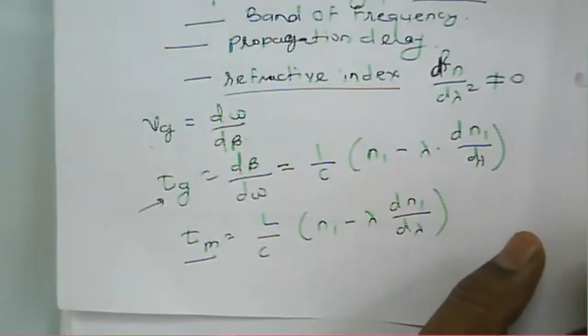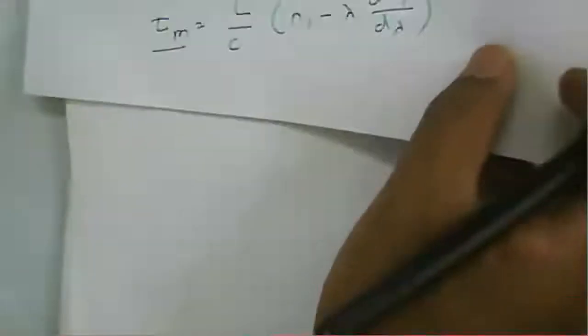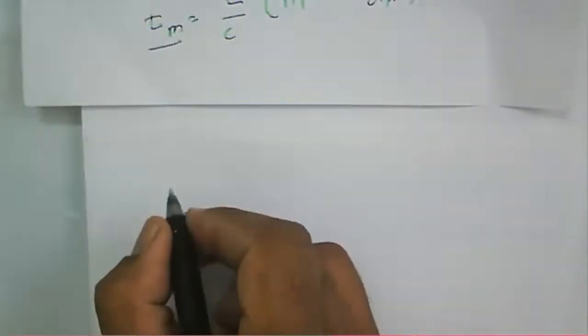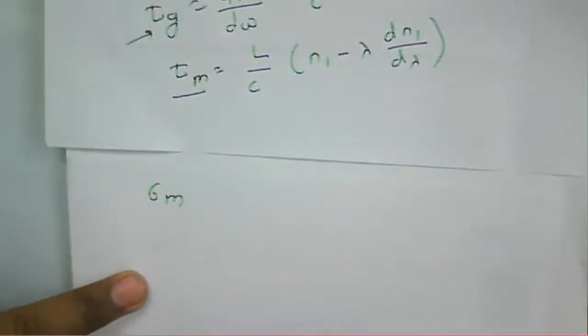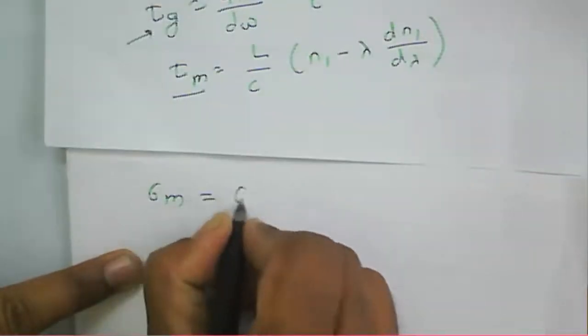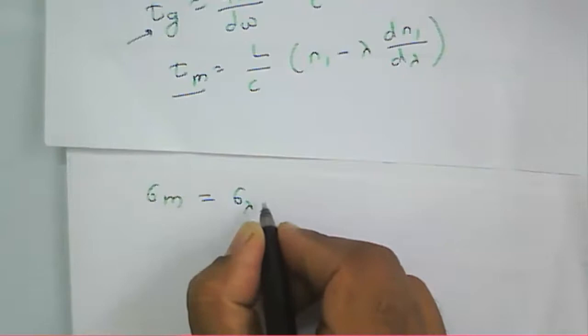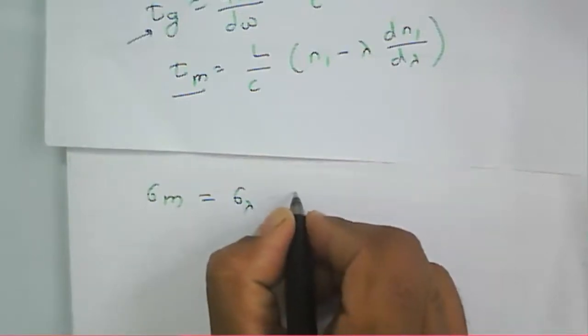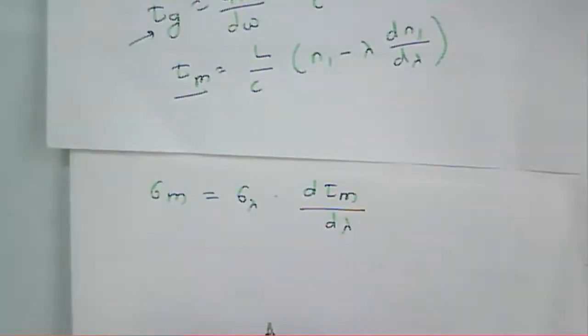For that purpose, we should know the spectral width of the source, and the pulse broadening due to material dispersion can be expressed in terms of the material dispersion with respect to wavelength. I'm just rewriting the equation here. You just see the material dispersion equation. Now the material dispersion is equal to sigma lambda, the spectral width of the source, into the material dispersion with respect to the wavelength.